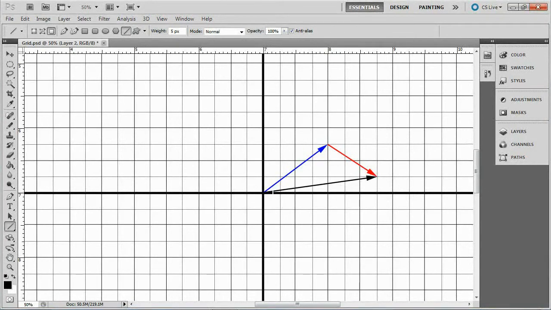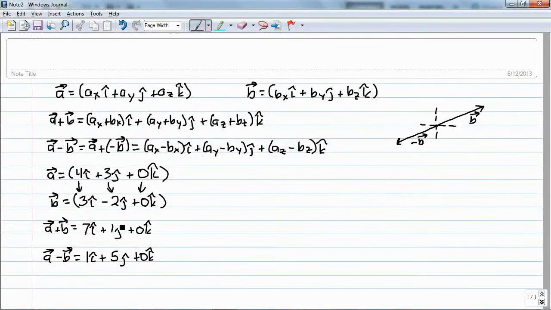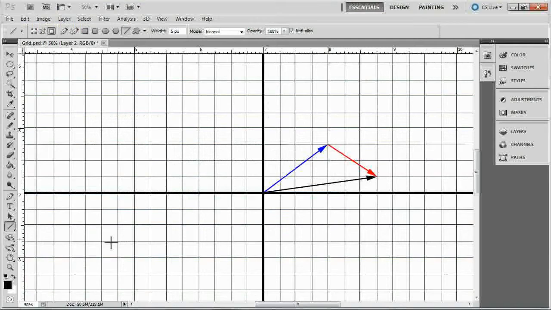So that resultant vector is 1, 2, 3, 4, 5, 6, 7, and up 1, so it's 7i plus 1j plus 0k. And that's what I got, 7i plus 1j plus 0k. Now let's do the subtraction.